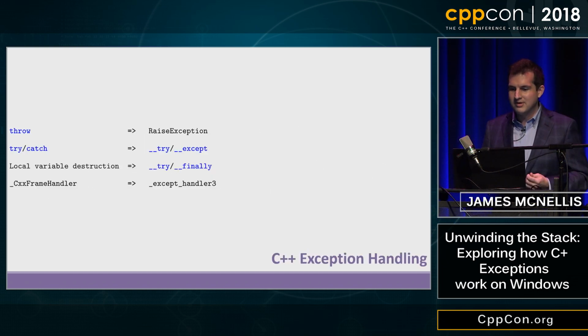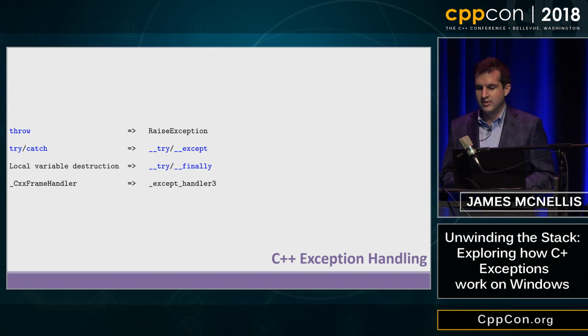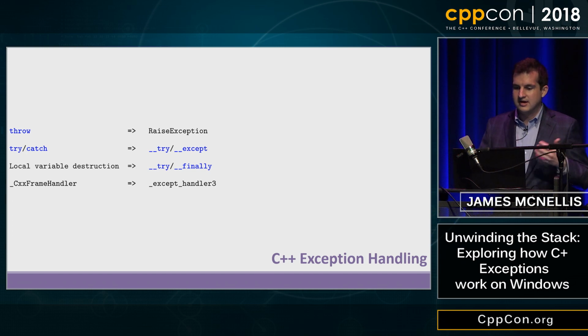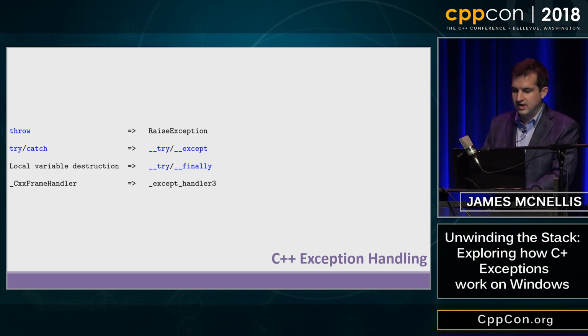So when we have a throw expression in our code, the compiler actually transforms that into a call to a runtime library function that calls RaiseException. Try catch blocks are implemented using an exception handler similar to how try except is implemented. Local variable destruction is done in a very similar way to how try finally blocks are handled during an unwind. And then we have the accept handler 3 function used by structured exception handling compiler support, and there's a similar CXX frame handler used for C++ exception handling.